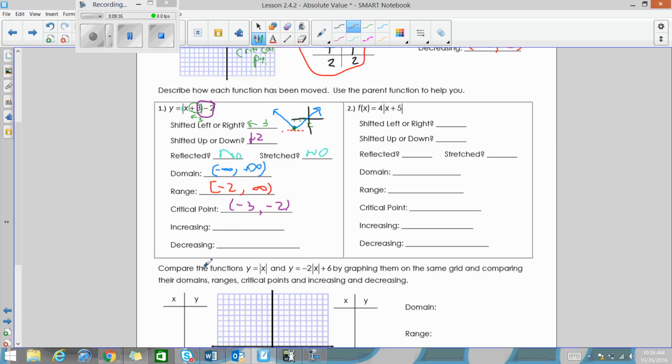All right, now, increasing, decreasing. So start from the left of your absolute value. And our absolute value from left to right, it's decreasing first. So it's decreasing from negative infinity, all the way to -3. So it's decreasing from negative infinity to -3, parenthesis, because you can't equal -3, and then it begins to increase from -3 to positive infinity.